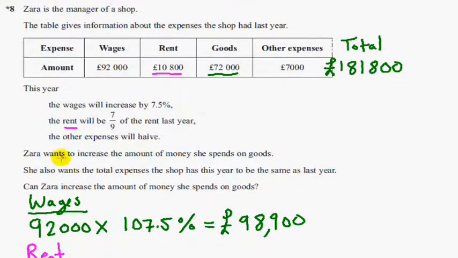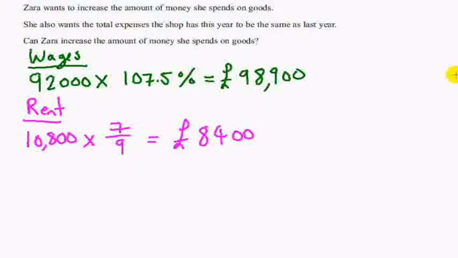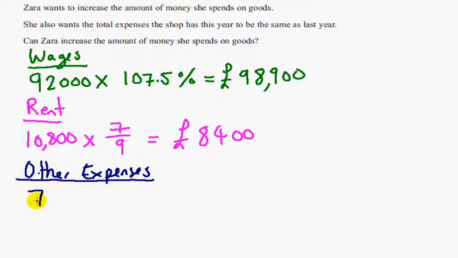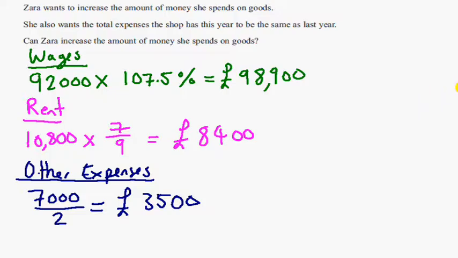So let's see what else it says. The other expenses will halve. So let's do the other expenses. The other expenses was £7,000, and we need to divide that by 2 as it halved. And the new price for the expenses is 3,500. I think we're almost done.